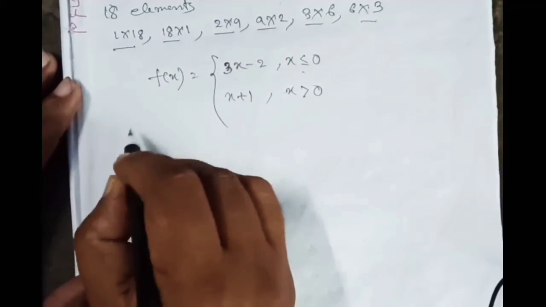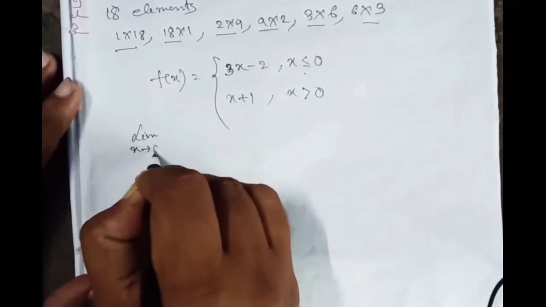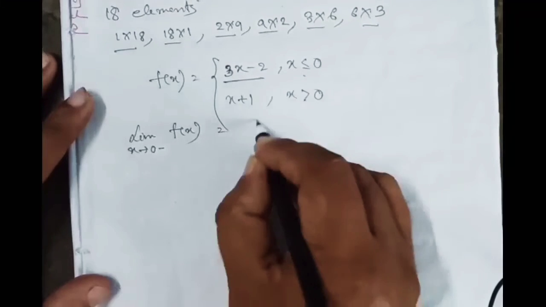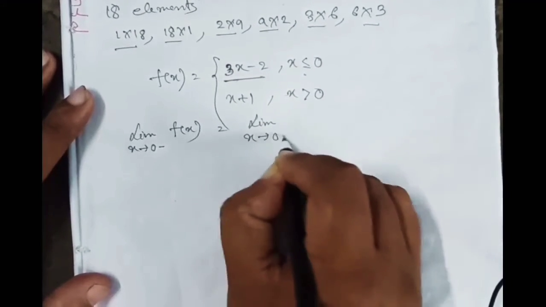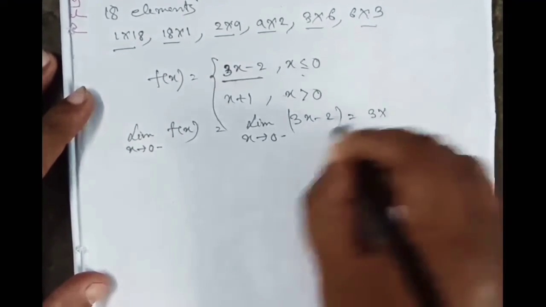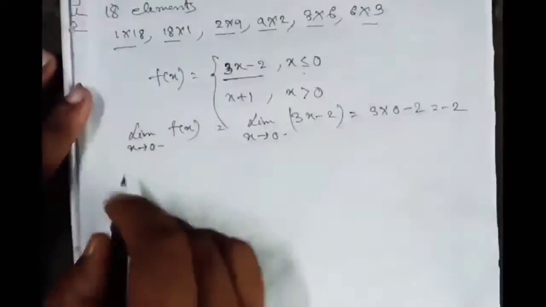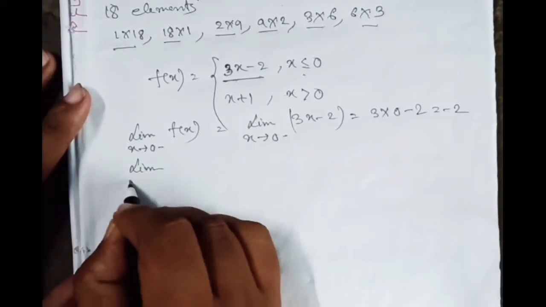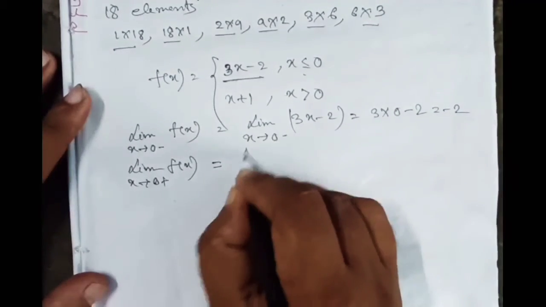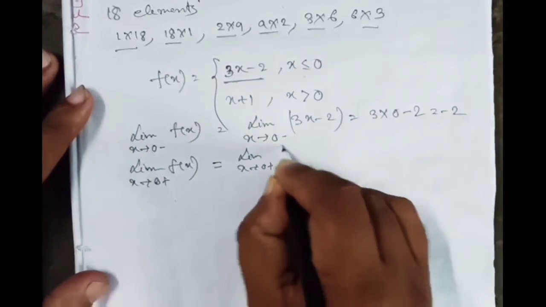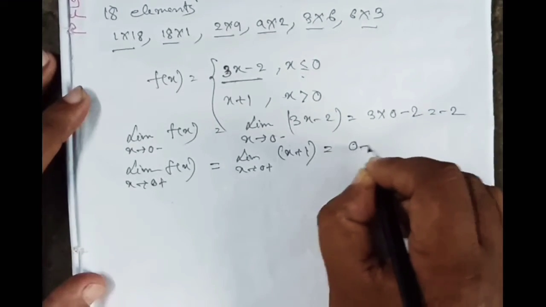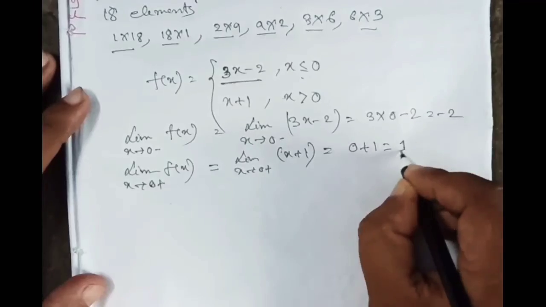So, let us take the left hand limit, limit x tends to 0 minus f(x), that is equal to this function. So, limit x tends to 0 minus 3x minus 2, that is equal to 3 into 0 minus 2, that is minus 2. Right hand limit, limit x tends to 0 plus f(x), that is equal to limit x tends to 0 plus x plus 1, that is equal to 0 plus 1, that is equal to plus 1.